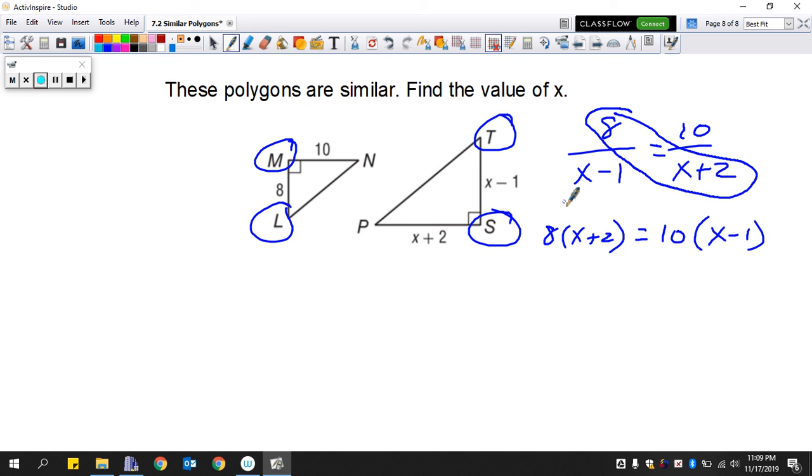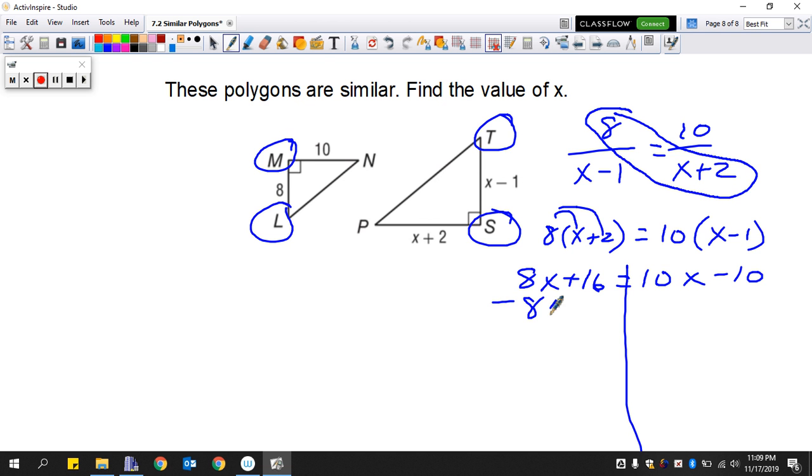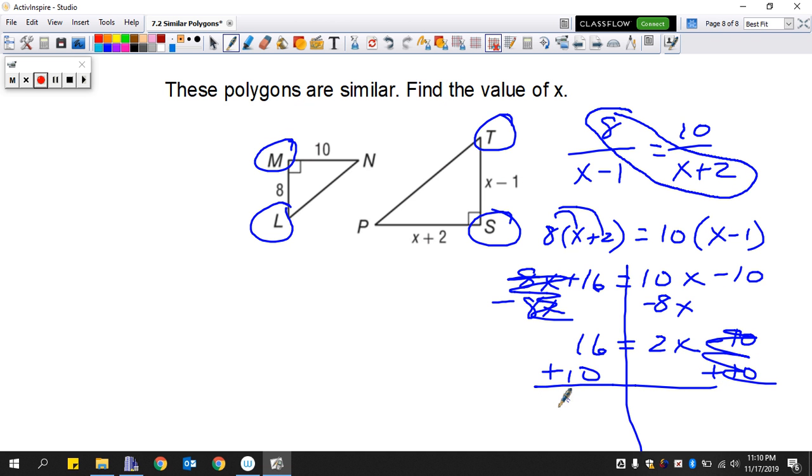All right. Distribute. So we end up with 8x plus 16 is equal to 10x minus 10. All right. Solve for x. We're going to subtract 8x. Left with 16 is equal to 2x minus 10. Add the 10 to both sides. And we're left with 26 is equal to 2x. Divided by 2, and we find out that x is equal to 13.